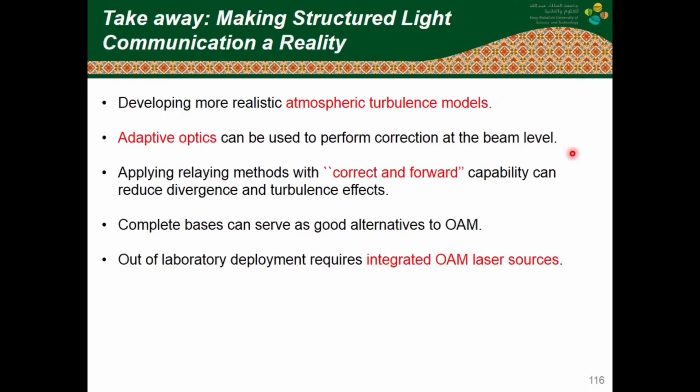Adaptive optics can be used to perform correction at the beam level. Applying relaying methods with correct and forward and collimate and forward capabilities can potentially reduce divergence and turbulence effects. Complete bases can serve as good alternatives to OIM, and out of laboratory deployments are not possible without, or are very difficult without, integrated OIM laser sources.